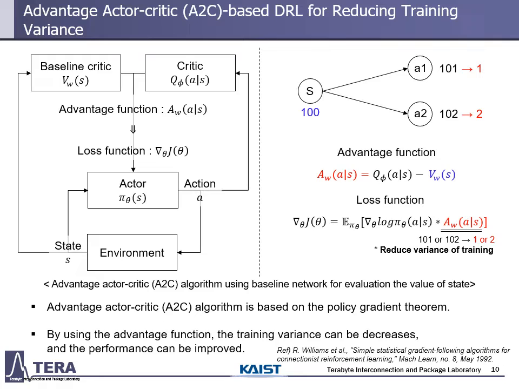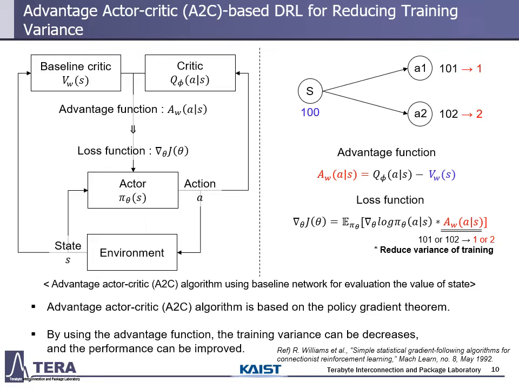This is the detail of the advantage actor critic algorithm. As mentioned, there are neural networks for actor and critic, as shown in the left side figure. The baseline critic network estimates the value of state. The actor decides an action at a specific state. And the critic network estimates the value of action. Then the estimated values comprise the advantage function and loss function of the actor network. Thus, the actor can be trained to reduce its loss function by the gradient descent method.